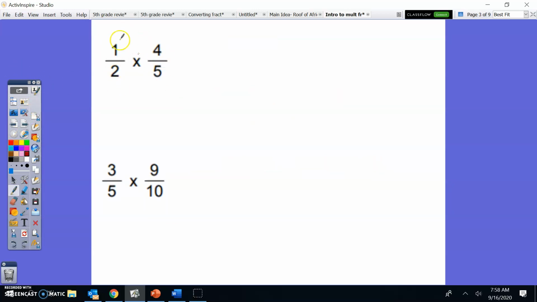So let's do some practice here. I'd like you to write these 2 questions down on a piece of paper. Let's try 1/2 times 4/5. So if I multiply straight across, 4 times 1 is 4, over 5 times 2, which is 10. All I did was simply multiply straight across. I do not need to find a common denominator when I am multiplying or dividing, which we'll talk about dividing fractions a little later. Now, I'm not done yet.